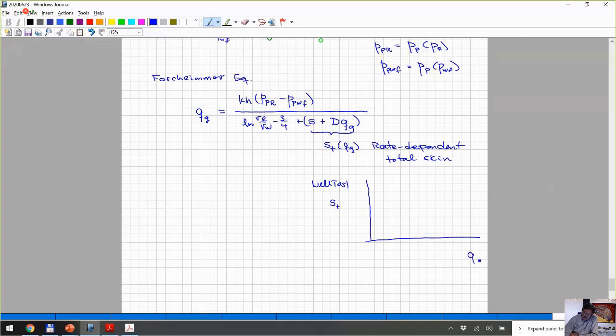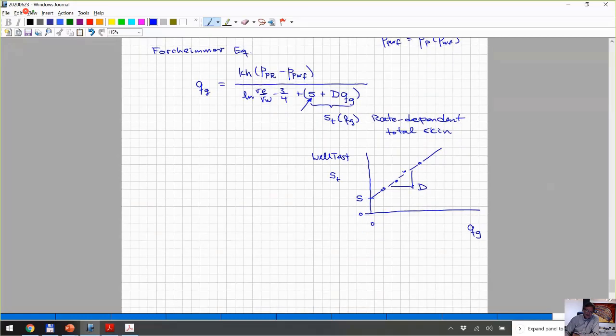And they plot it versus rate. Here we get, that's zero rate, that's this term right there. And then they get things like that. Those are for the four different tests. And then we draw a line through them like that. And the slope of that line is D. So nothing else changes.